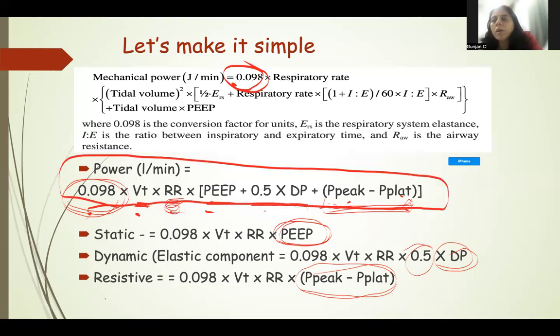So the power, or the energy, is used to overcome the static elastance, the dynamic elastance, and the resistance of the lungs. As simple as that, and this you have to multiply by the minute ventilation, because what we are talking about is per unit time. The minute ventilation is tidal volume into respiratory rate.